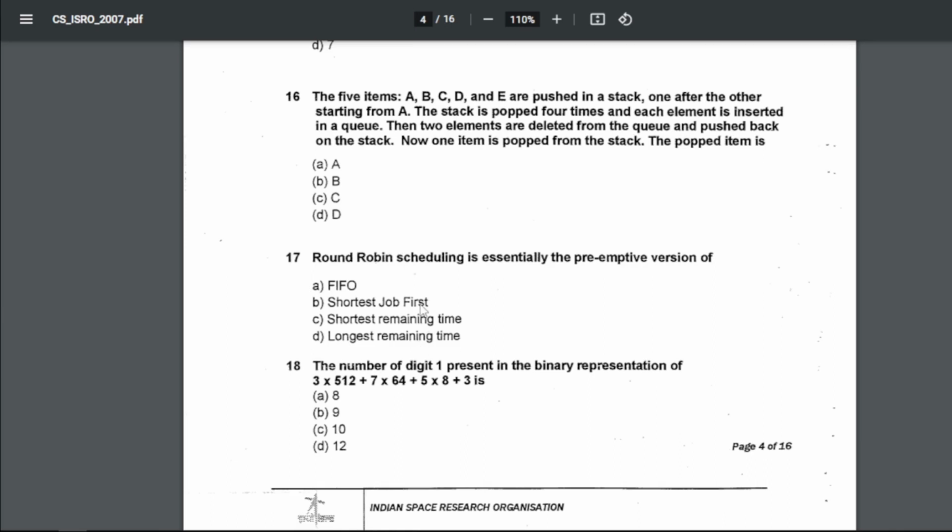Question number 17: round robin scheduling is essentially the preemptive version of what? Basically, round robin scheduling is essentially the preemptive version of FIFO, that is option A, right? FIFO, when implemented in a preemptive version, acts like a round robin algorithm.